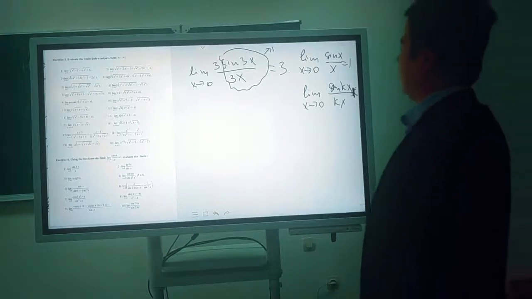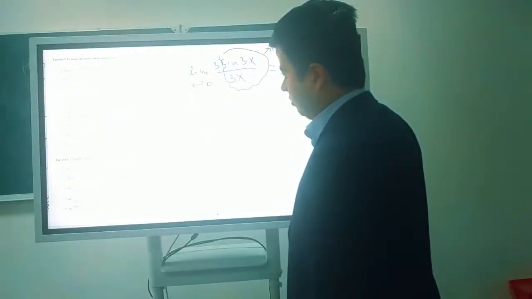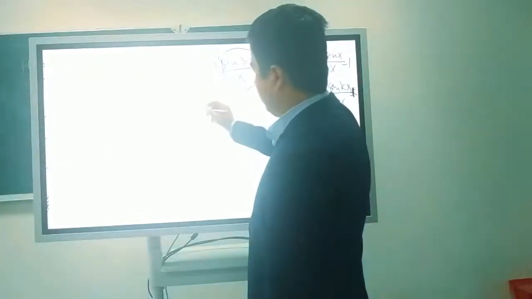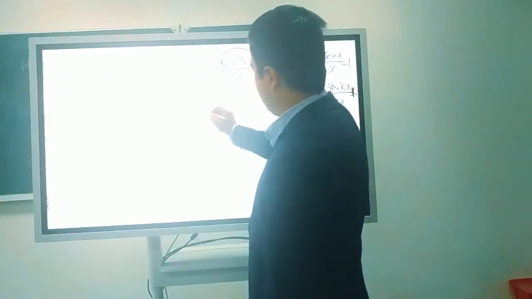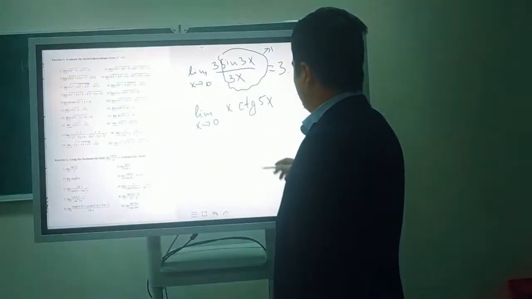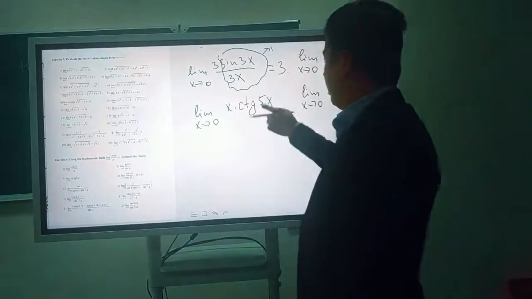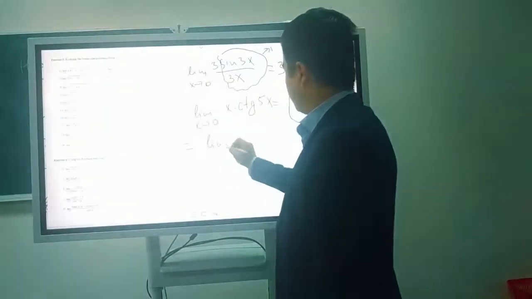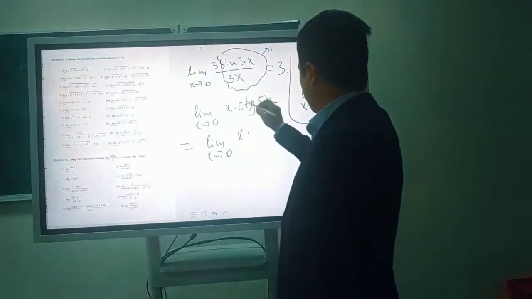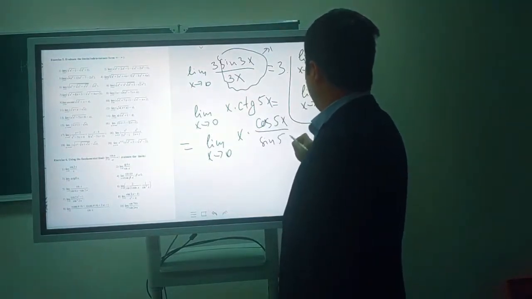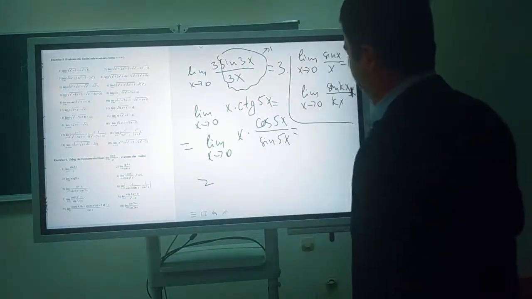Okay, now next example. For example, number 3, limit x tends to 0, x cotangent 5x. So to find this limit, let's write it in this form. x times cotangent 5x is x times cosine 5x over sine 5x.